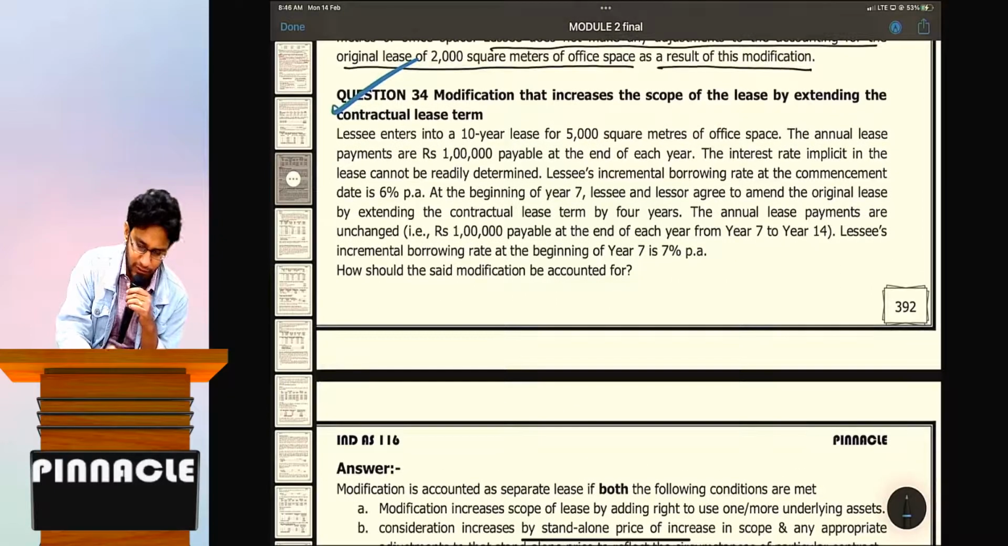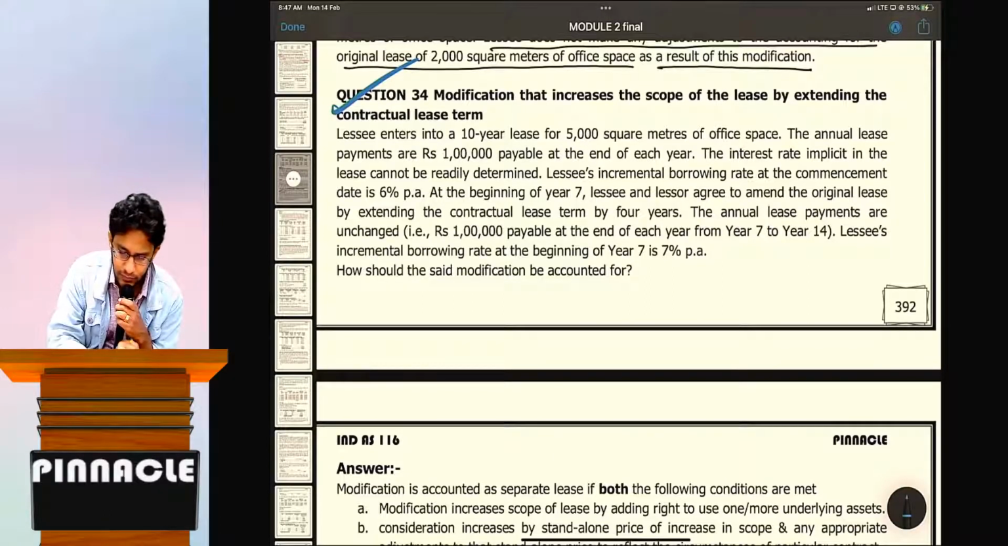Right, the 34th one, this is something we have to solve. Read carefully. Lessee enters into a 10-year lease for 5000 square meters of office space. The annual lease payments are 1 lakh, payable at the end of each year. The interest rate implicit in the lease cannot be readily determined, so lessee's incremental borrowing rate at commencement date is 6% per annum. So that's what they are taking.